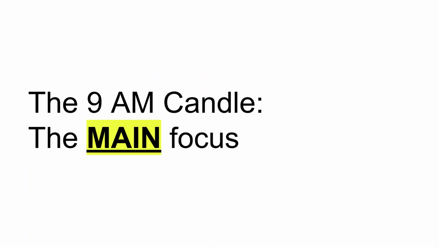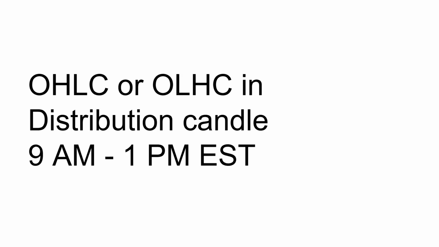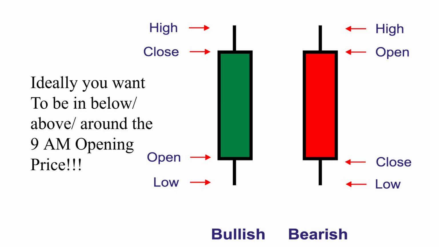Now, the main focus is the 9 a.m. candle. Why? Because that's when we actually start pressing buttons. Okay, so the 9 a.m. is going to be our main trading range. Again, we're talking with an open high low close or an open low high close, between 9 and 1. So this is how that looks. This is just a stock image.